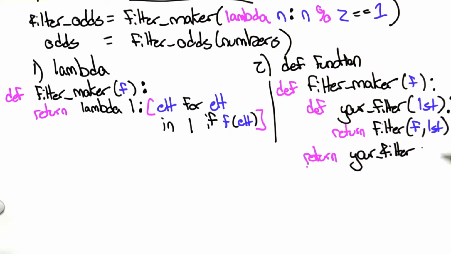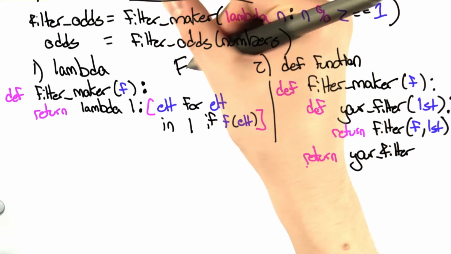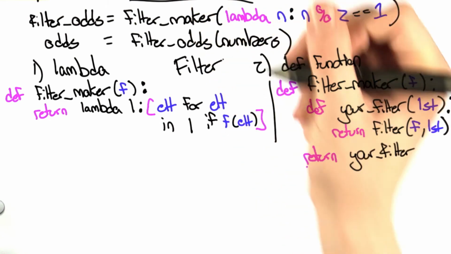In this alternative solution, I'm using a nested function declaration, where we're creating a function that takes in a list and returns the result of filter of the original function that we used to create our special filter f and the list that we just passed into this function. So that's how we do this for filter. Let's do the same thing for map.